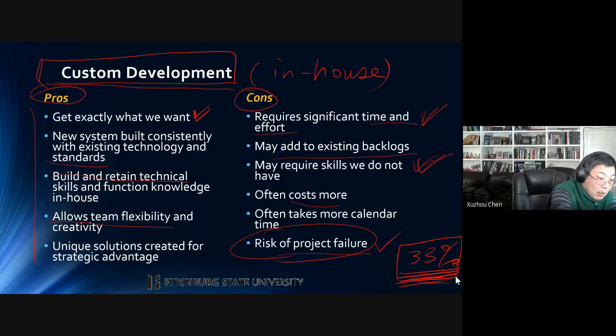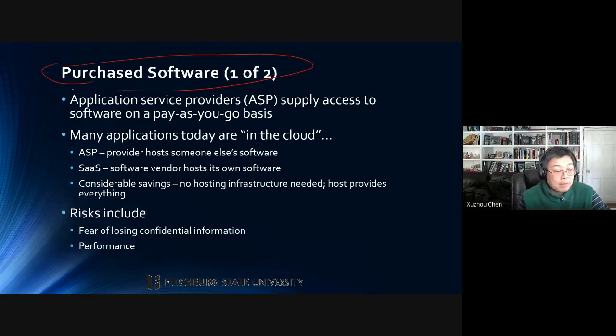Now let's talk about purchasing the software. There are many various options you can choose from. There are some companies called ASP, application service providers. They supply access to software on a pay-as-you-go basis. They create the interface of the software, so you can use their software. You can purchase some sort of license, so then you can use their software.